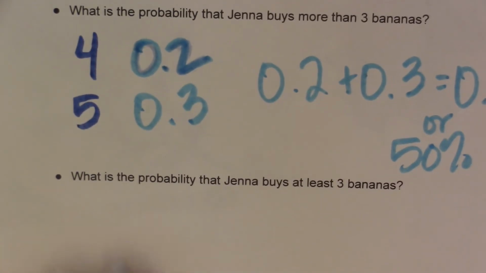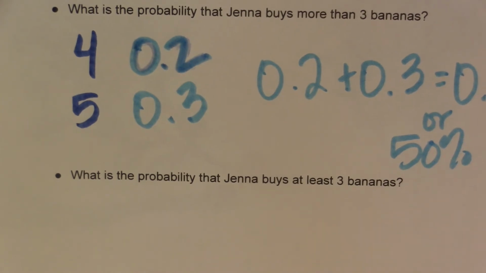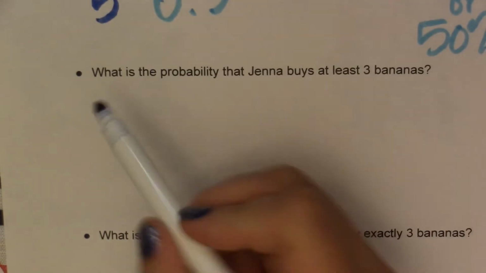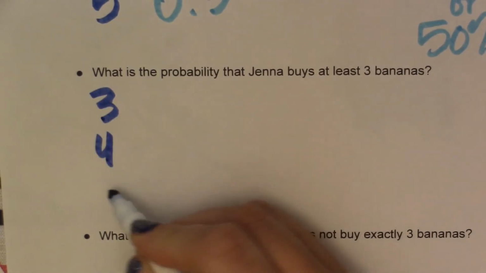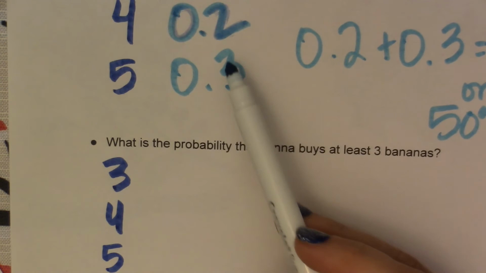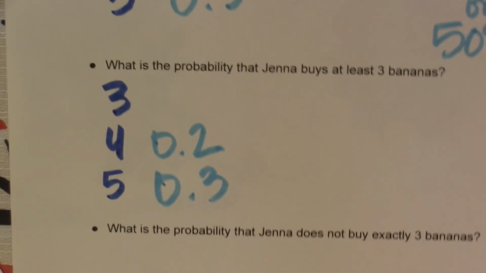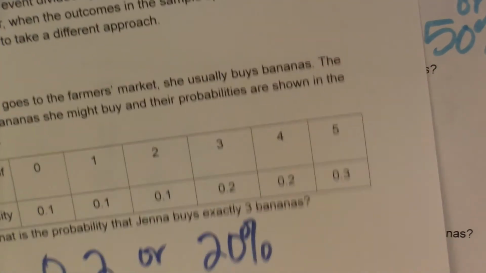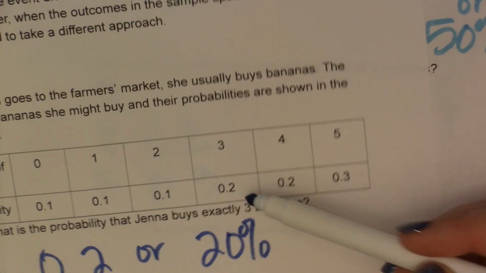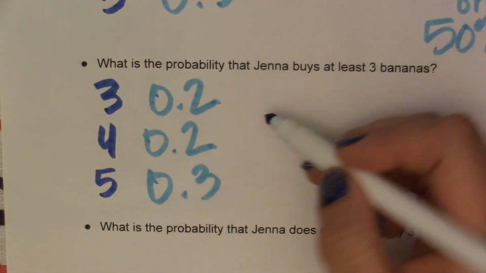Okay, what is the probability that Jenna buys at least 3 bananas? So this time we're including the 3 bananas as well. So she could buy 3 bananas, 4 bananas, or 5 bananas. All right, so we know from our previous problem already that the 4 was 0.2 and the 5 was 0.3. So I'm going to go back to my table, and 3 was 0.2. So we're going to combine all of these probabilities together.